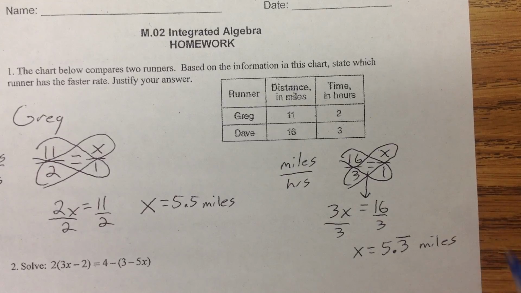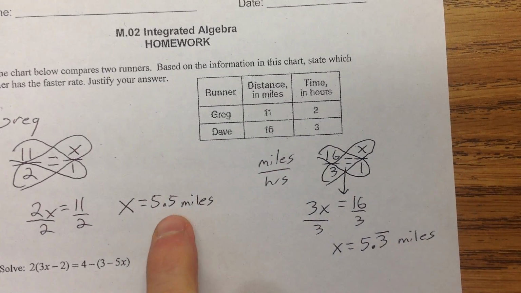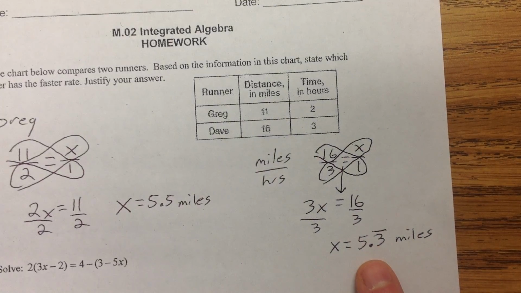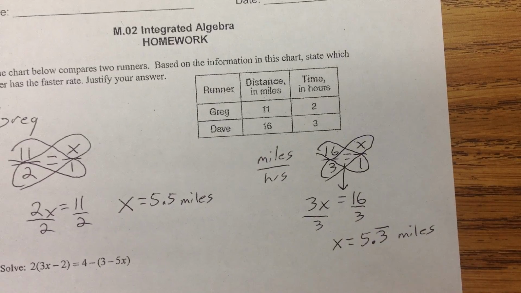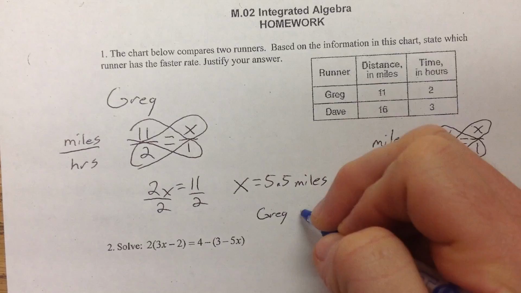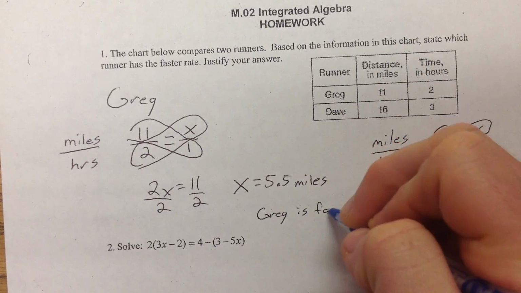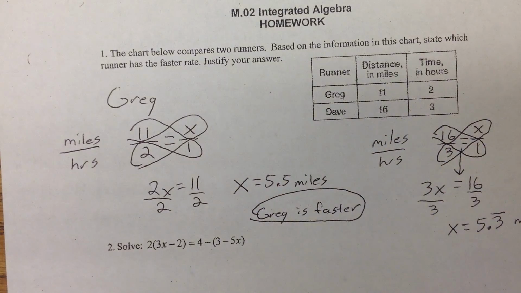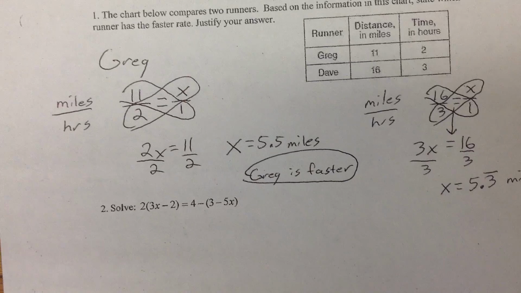All right, so it says who has the faster rate. So if Greg's going 5.5 miles in an hour and Dave's only going 5.3 repeating miles in an hour, then we can say that Greg is faster. It's not by much, but Greg is a little faster in this scenario. Okay. All right, let's move on to number 2.